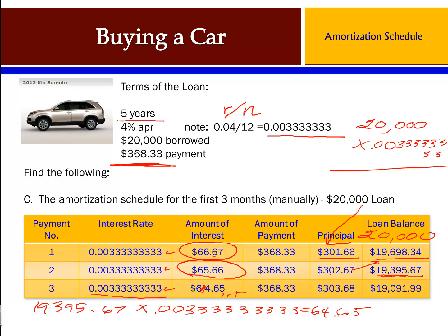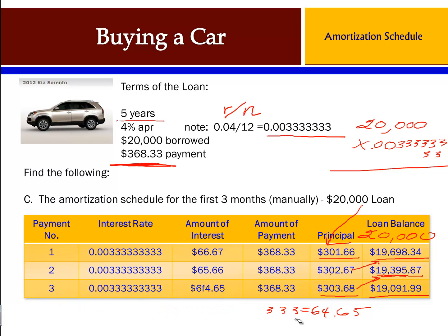You subtract the interest from the payment, which is the same, based on our payment formula, to get the amount that goes toward the principal. And to get the new balance, you subtract the principal amount paid from the previous balance, and that's where the $19,091.99 comes from. Now this can be a little difficult because there are a lot of details to remember here.